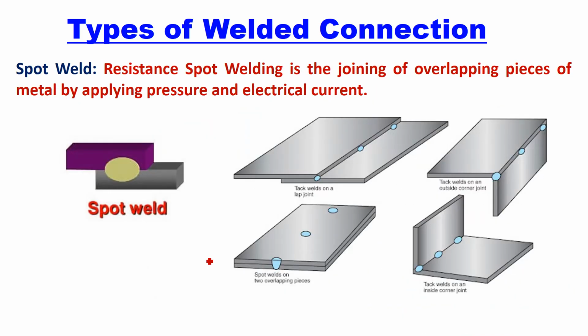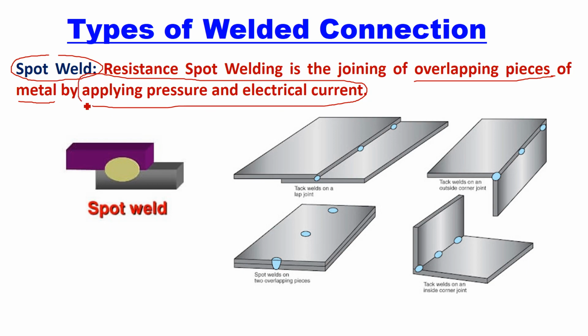Now other types of welds, that is spot welding, spot weld. Spot welding is the welding with joining overlapping pieces of two metals by applying pressure and electrical current. If you want to overlap two metal plates and join them, spot welding is done at a point by applying a high pressure. At the same time, electrical current is passing through that point. So that is called as spot welding.